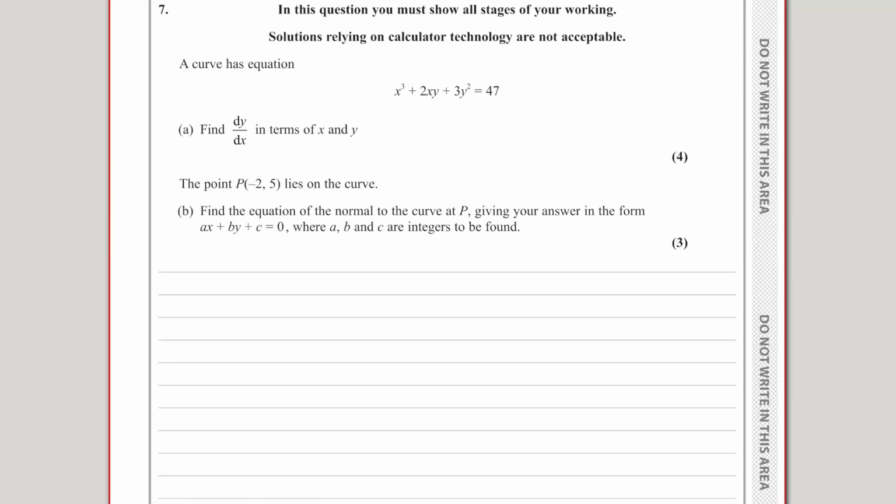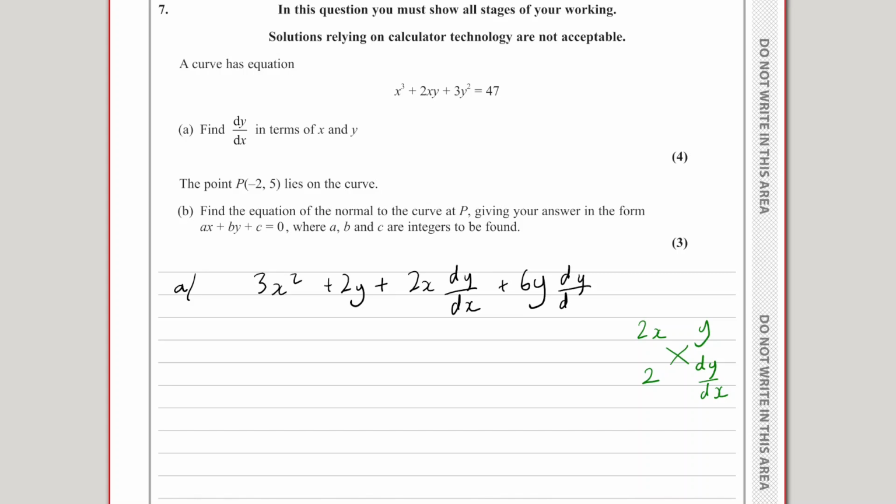A curve has equation x cubed plus 2xy plus 3y squared equals 47. Find dy/dx in terms of x and y. So we're going to differentiate. So times by the power, take 1 off the power. We've got 3x squared. We'll use the product rule for 2xy. So 2x differentiated is 2, y differentiated is dy/dx. So we've got 2y plus 2x dy/dx. 3y squared, again times by the power, take 1 off the power, but times by the bracket differentiated, which is dy/dx, equals 47 differentiated is 0.